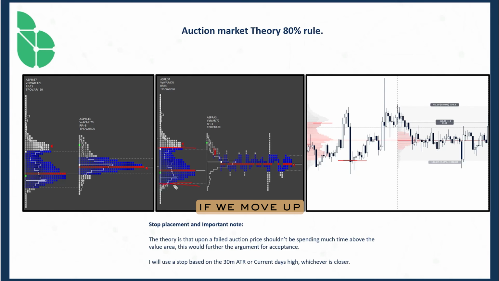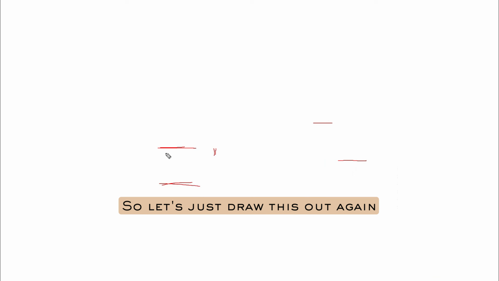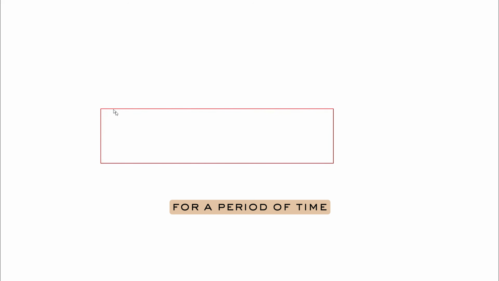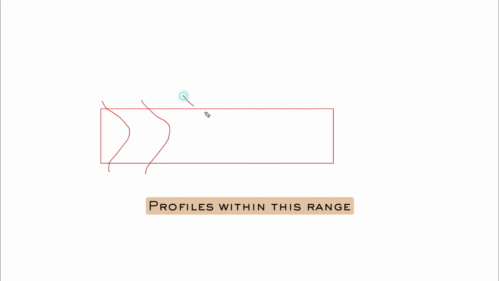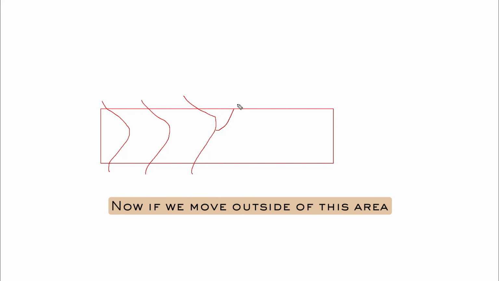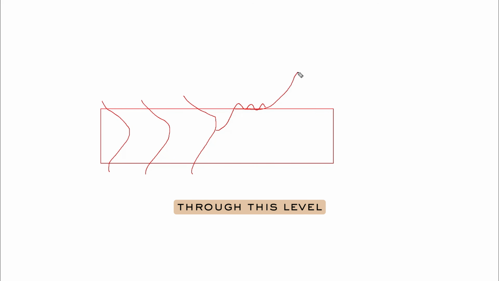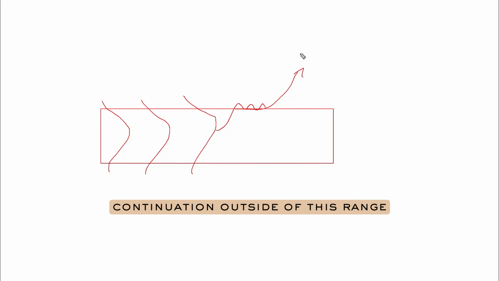If we move up outside of a balanced range, let's just draw this out again. I know everyone loves my artwork. Let's say here is our range for a period of time. Here are back-to-back days, profiles within this range. Now, if we move outside of this area and we spend a lot of time up here, it further substantiates the case for an acceptance through this level and a continuation outside of this range to resolve in a new area and consolidate.